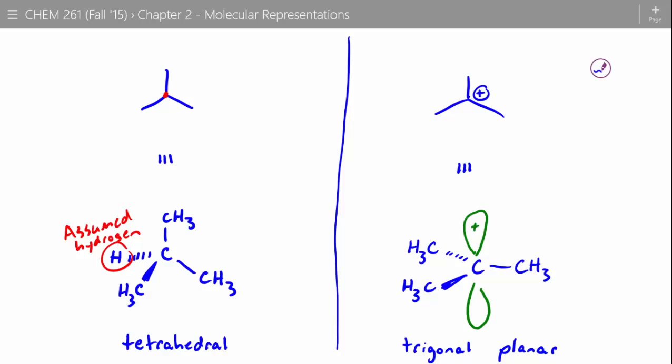These have completely different reactivities. They're very, very reactive molecules. So it is important, even though the one on the top left looks like the one on the top right, that formal charge changes everything about this molecule. Because of that positive charge, we don't have a hydrogen on that central carbon.